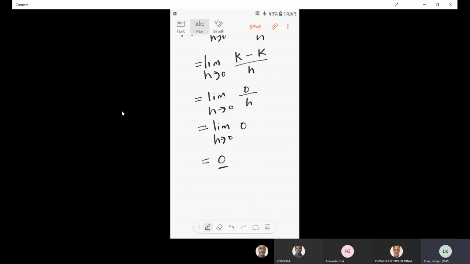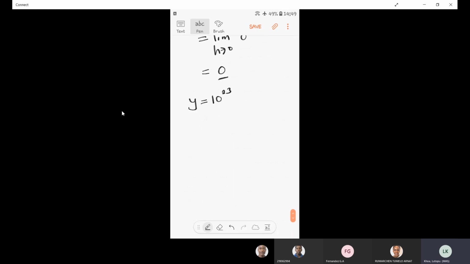So here, when we're given y is equal to 10 to the power of 23, y prime is equal to 0 because my function is a constant. And if your function is constant, it's a straight line, the slope of this line is 0. Okay, so you're not going uphill or downhill, you're just staying straight.